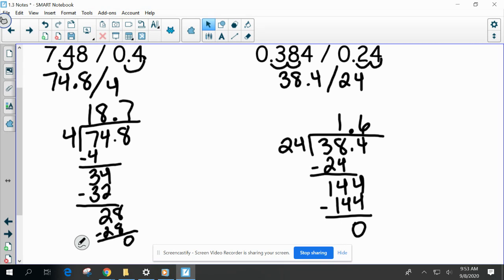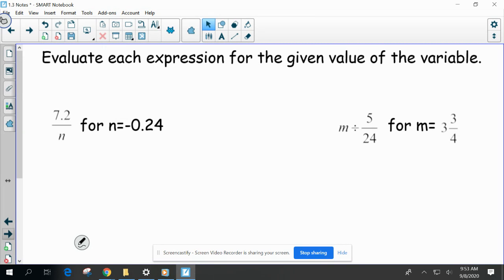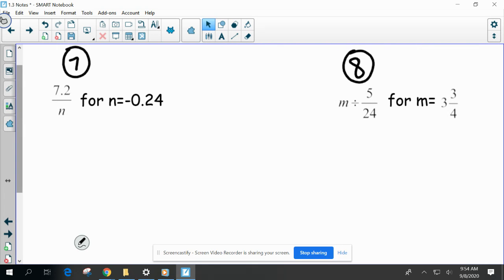Okay, the next thing we're going to look at is pretty much the same thing, except we're going to substitute before we divide. So for the next 2 problems, we're going to do some substituting. So this is number 7 and 8. So 7.2 over n, and n equals negative 0.24. So once I substitute it, I'm going to have 7.2 over negative 0.24.